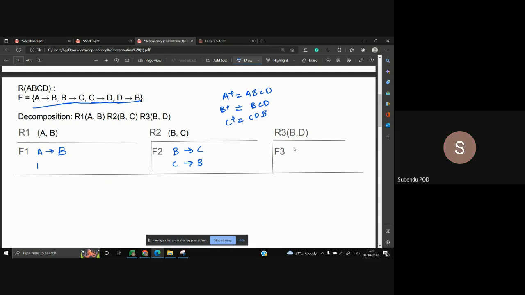Now we can check R3. You have to find the B closure. So what will we get for B closure? B, C, D. So you can determine B determines D, right?